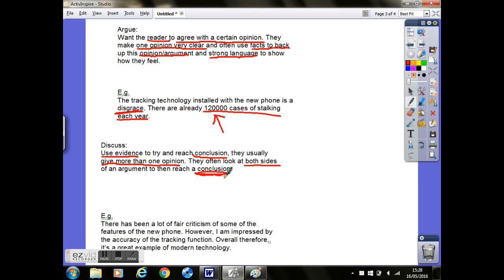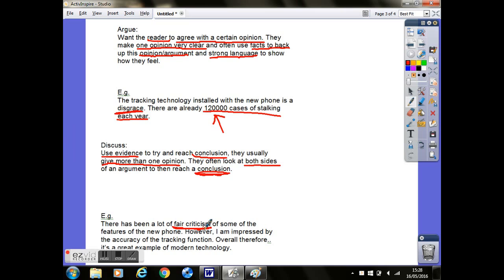So at the bottom there we've got, "There's been a lot of fair criticism of some of the features of the new phone. However, I'm impressed by the accuracy of the tracking function. So overall, it's a great example of modern technology." So you can clearly see how they've put what we've just talked about into practice as an example of a discussion. So the first point, they're saying there is some fair criticism, so they looked at the negatives. Obviously we've not gone into too much detail, but they have put that side of the argument in there.